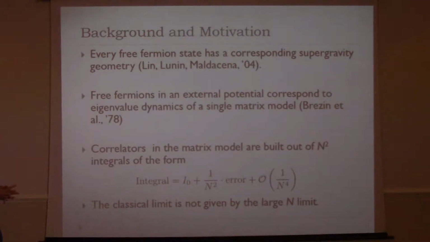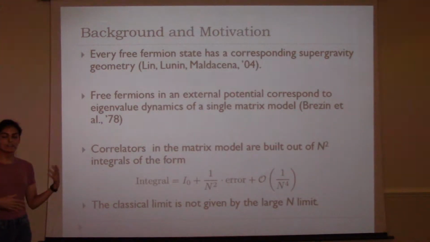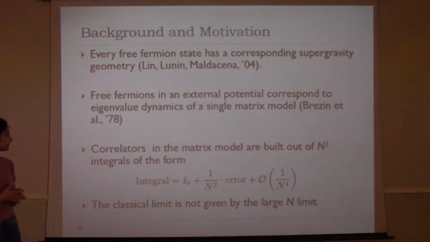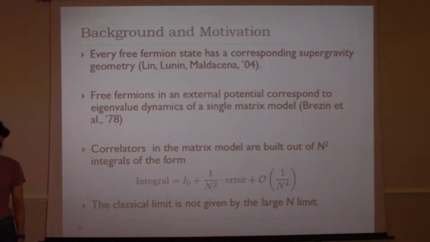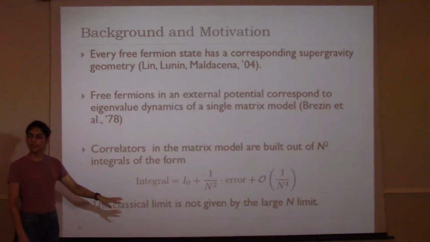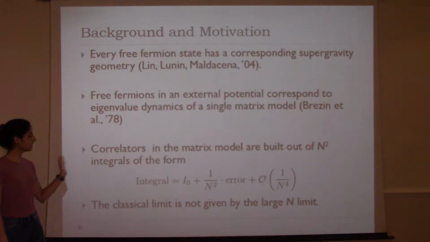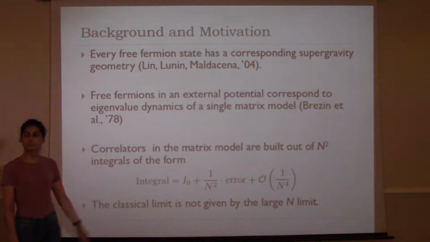Gravity geometries. Now it's known that free fermions correspond to the eigenvalue dynamics of a single matrix model. And if you put these two things together, you can connect eigenvalue dynamics of a single matrix model to supergravity. Now if you want to study correlators in the matrix model, you have to study N squared integrals of this form over here. This first term is some classical value, and the subsequent terms are corrections to this classical value, and you can see that by this 1 over N squared appearing.